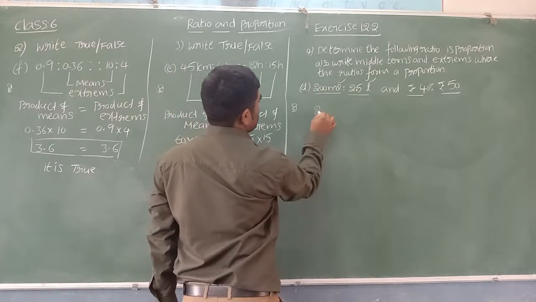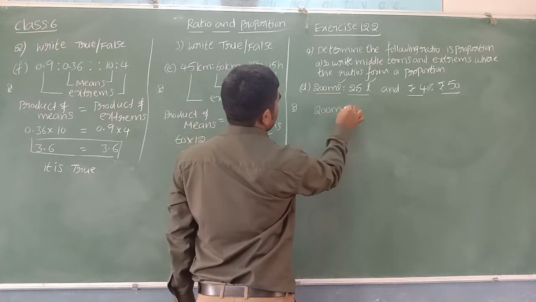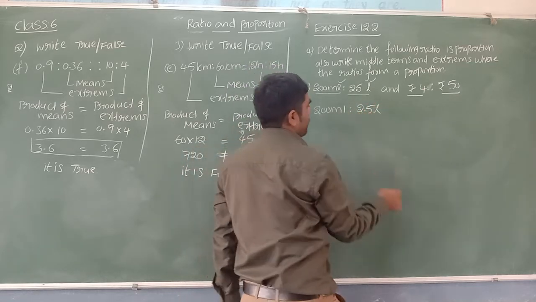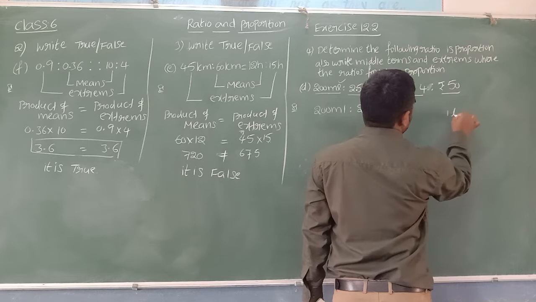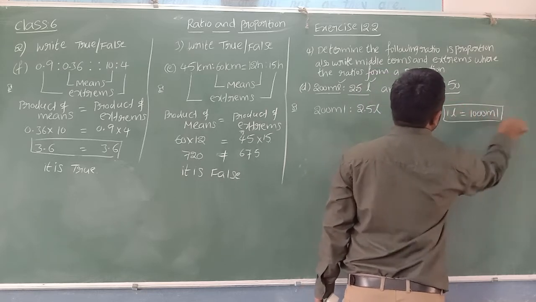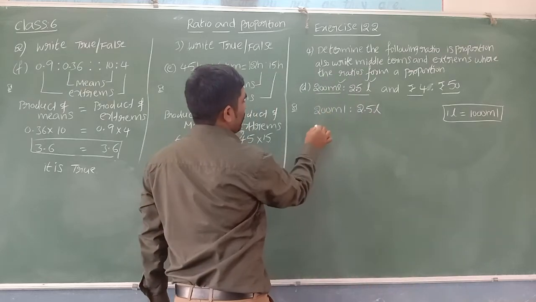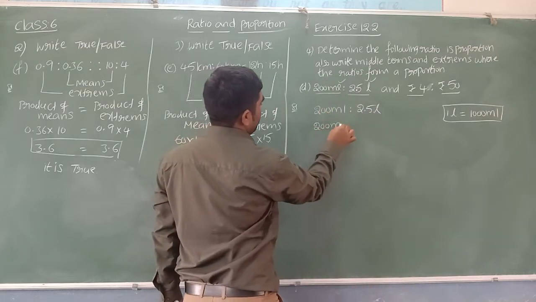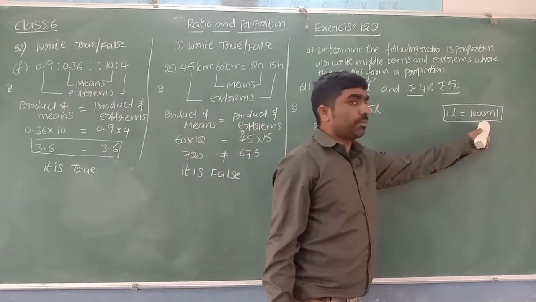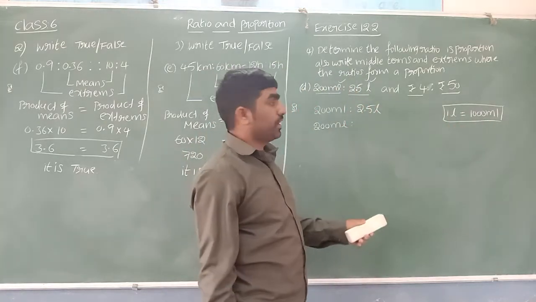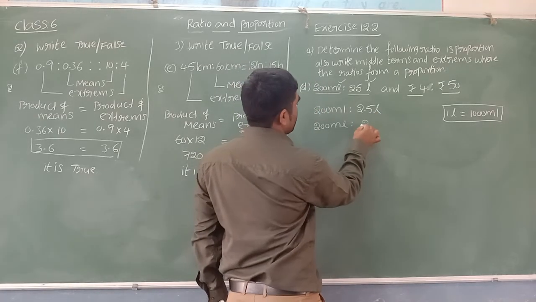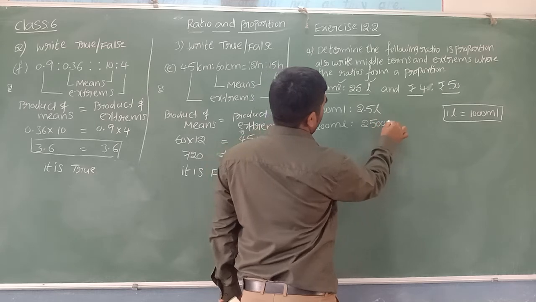Let me take the ratio of the first two terms. 200 ml is to 2.5 liter. So I want to express both in milliliters. I know that 1 liter is equal to how much, beta? 1000 ml. So this one is already in terms of ml. Now 2.5 liter, beta: 1 liter is 1000 ml, 2 liters is 2000 ml, 0.5 liters is 500 ml. Total we get 2500 ml.